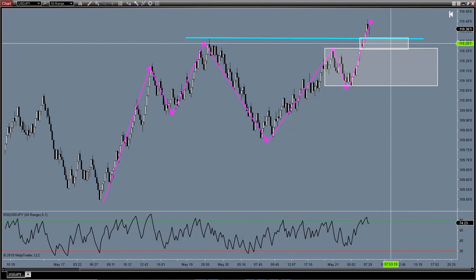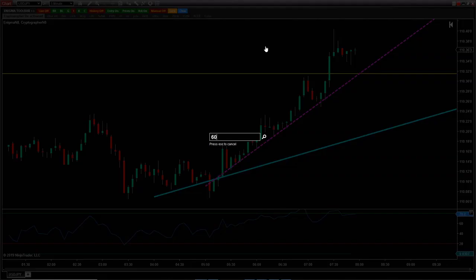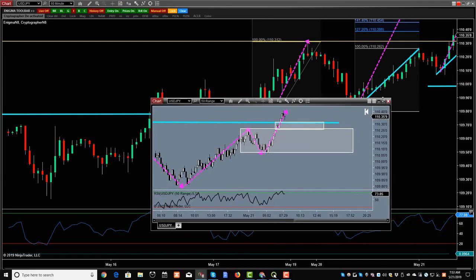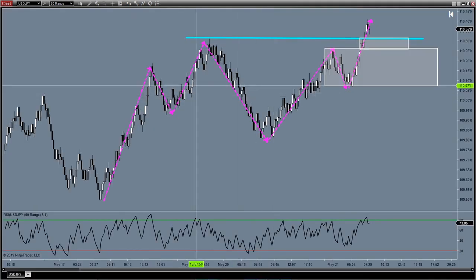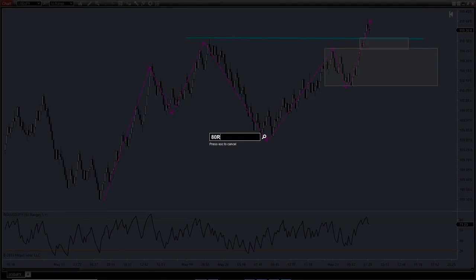Dollar yen, really anywhere from the 4-hour down to the 5 range bar chart. Of course, in the range bars, if you want an equivalent of an hourly chart, let's see what our hourly ATR is. 9. Okay, so let's do an 8 range. I like my fib numbers.